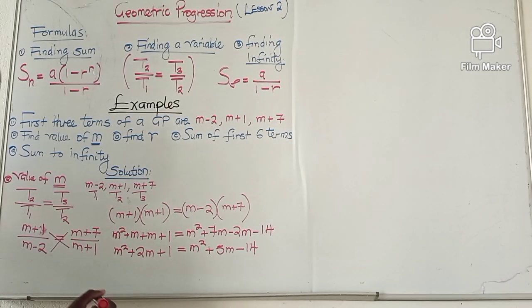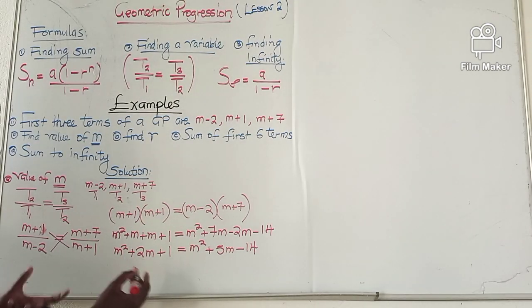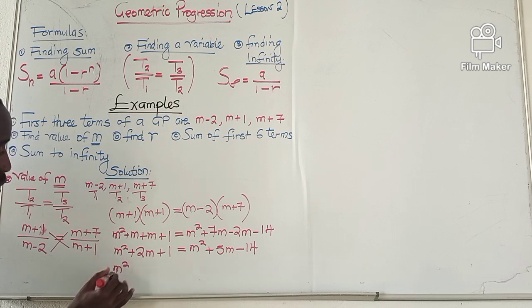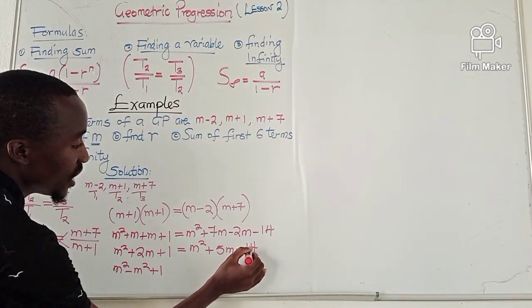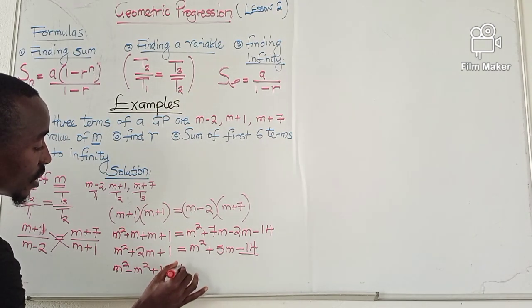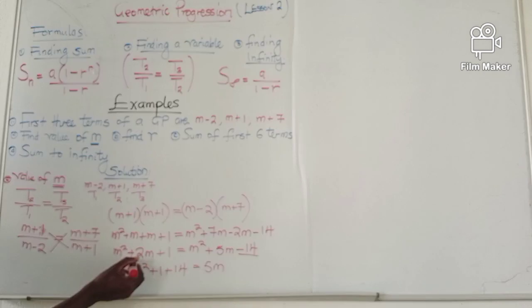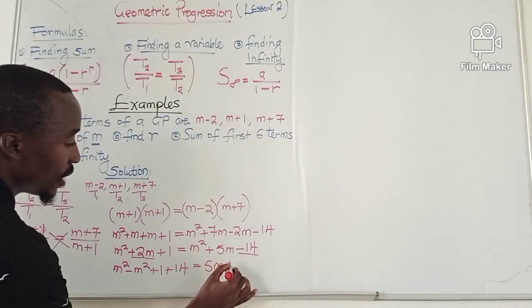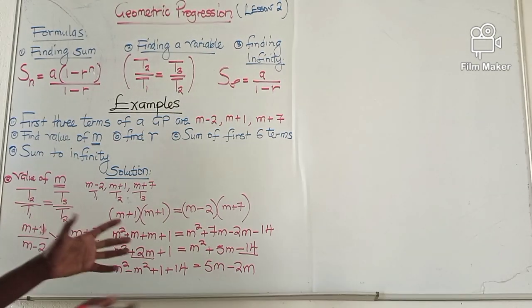When we reach there, we collect the like terms. Follow me carefully. We have m squared. When this m squared jumps the equal sign, it will become minus m squared. Then we are going to say plus 1. When this negative 14 jumps the equal sign, it will be plus 14. It will be equal to 5m. When this positive 2m crosses the equal sign, it will become negative 2m. So there, you have collected your like terms.